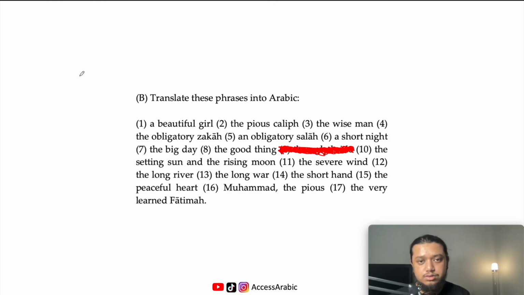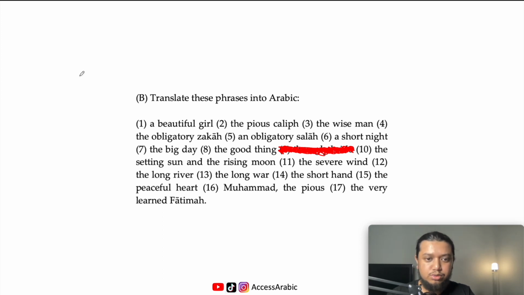And this brings us to an English to Arabic translation. And as usual, I would suggest you pause this video and complete the translations yourself, and then come back and check with mine. It's worth noting that I've omitted translation number 9 from the textbook because personally I don't feel like it was a very good example to use. So now we will proceed with my translations.